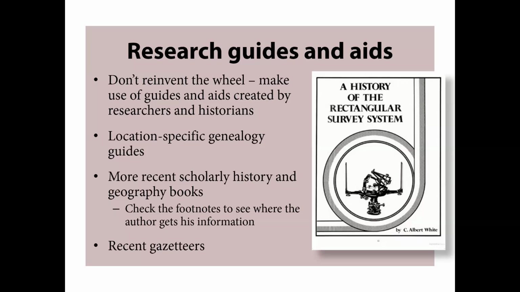Location-specific genealogy guides are a great thing to have. In more recent scholarly histories and geography books, when I do that, I always want to check the footnotes to see where the author got his or her information. And recent gazetteers are great, especially when you're dealing with places out west where it's all into the quadrants of square townships, and you can figure out exactly where a township region is. It's great, great resources. Get your hands on as much as you can as digital to have in your own virtual library at home. If not, the books that you can purchase and put on your bookshelf.